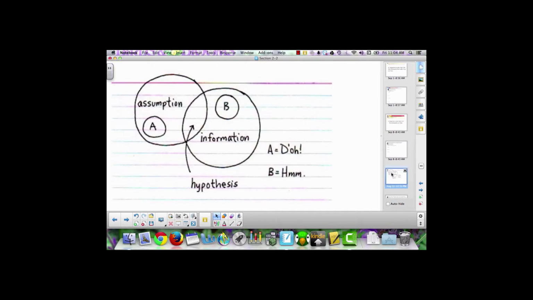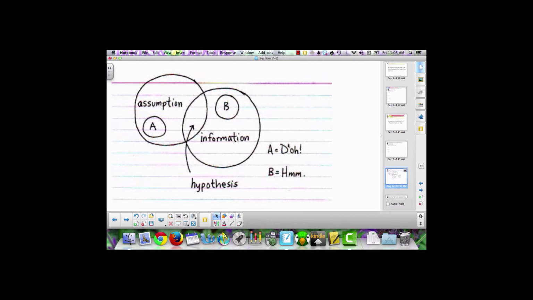A tool that helps us determine the truth value of statements is called a Venn diagram. We have different kinds of Venn diagrams: all, some, or none. This diagram includes two all statements and a some statement. In this Venn diagram, we have one circle that represents assumptions. This circle A is how we feel when we only make assumptions about things.